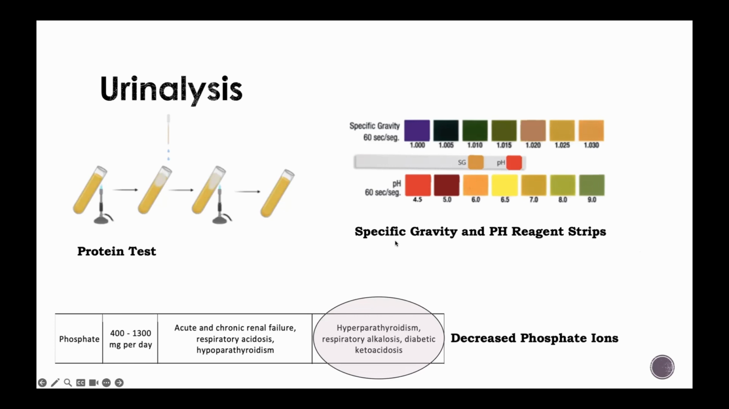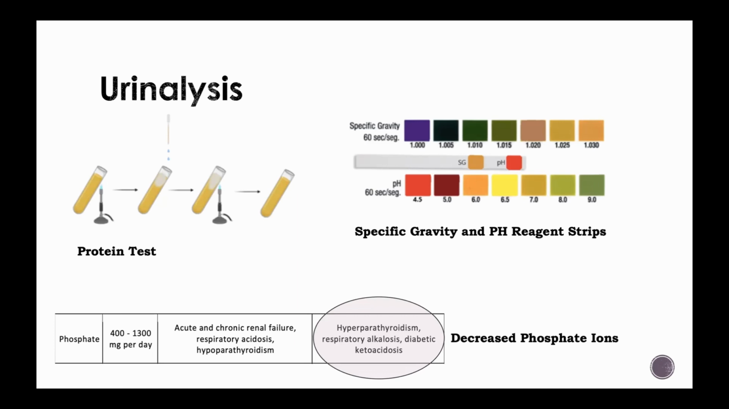The next group of tests we did was specific gravity and pH reagent strips. Here we add urine to a strip and it'll react accordingly. We see here that the pH correlates with 4.5. 4.5 means that the urine is acidic, which correlates with the diagnosis of diabetes. Whereas we see here that the specific gravity is matching up with the 1.030 score, which is a normal range. So the specific gravity test does not support our diagnosis of diabetes.